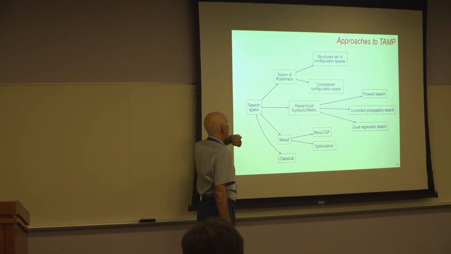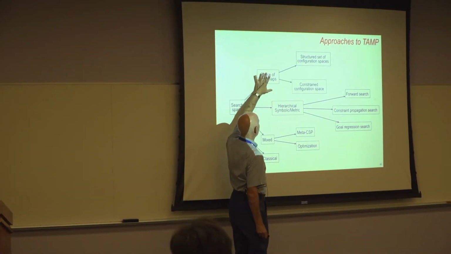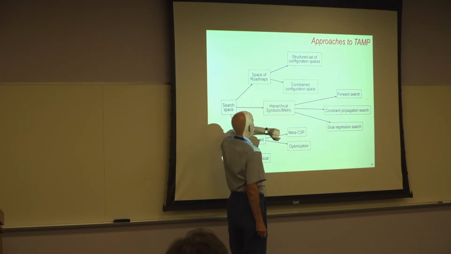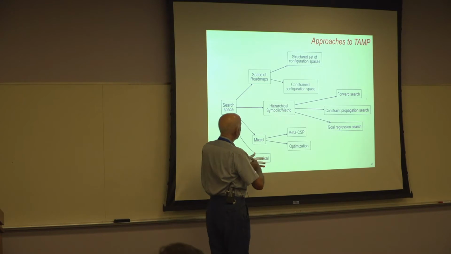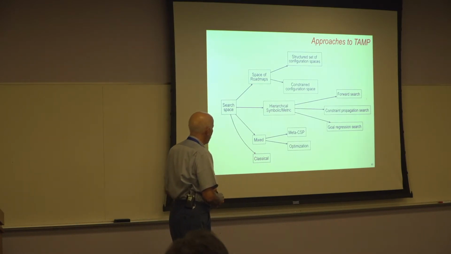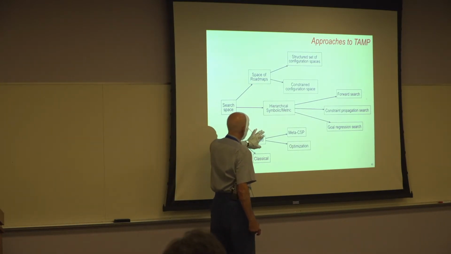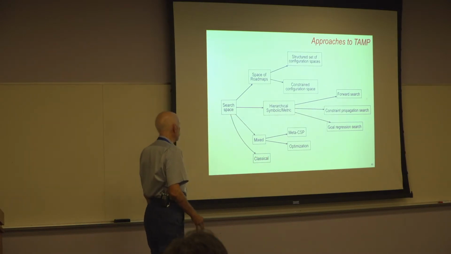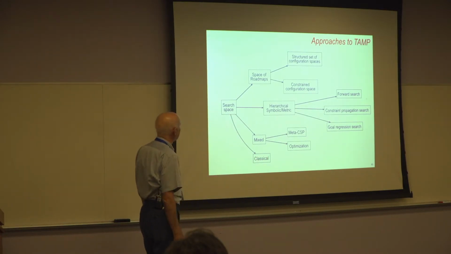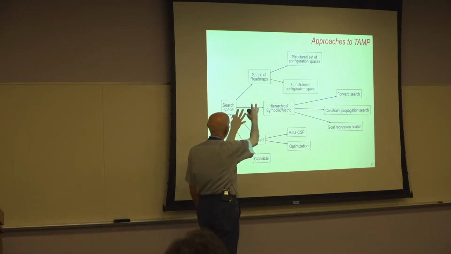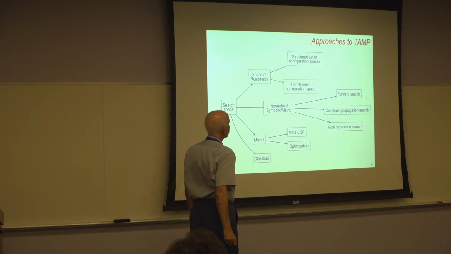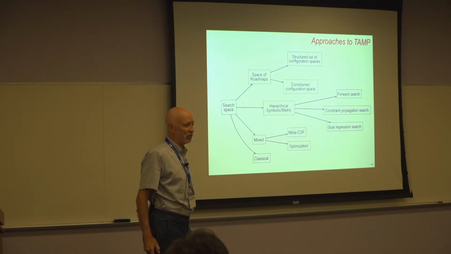So basically, some approaches rely on several roadmaps, and this is the space of roadmaps. Other approaches rely on a hierarchical organization of symbolic and metric, and others do something which is mixed. And finally, there are some approaches which rely on combining everything into classical planning. And within the space of roadmaps, you have different other approaches, and I'll try to give you examples of each of these.